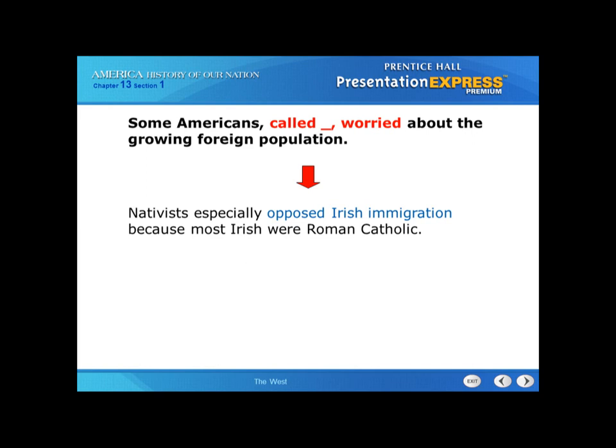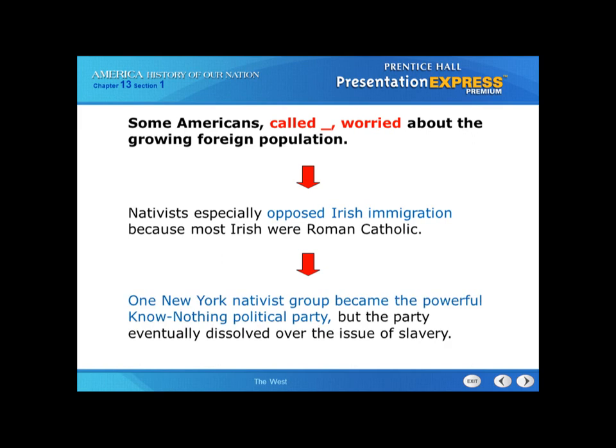When the British would see the French, they would see them as Catholic, and when the French would see the British, they would see them as Protestant. So this was a tough mix, and in the New World, the Irish didn't find a whole lot of success there. One New York nativist group became the powerful Know Nothing political party, but the party eventually dissolved over the issue of slavery.